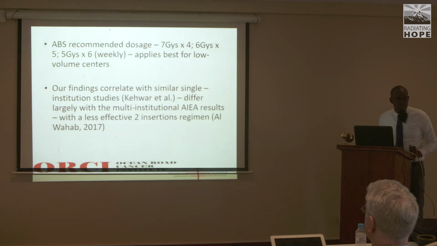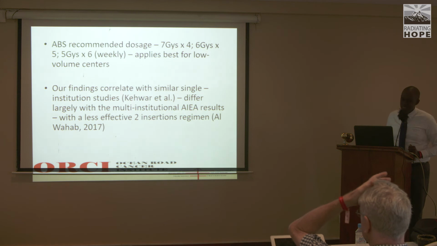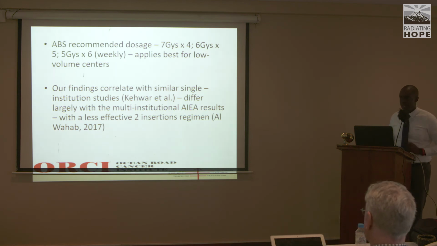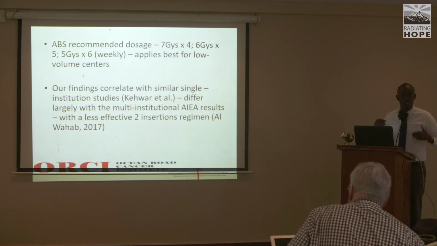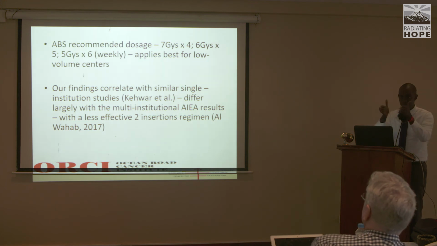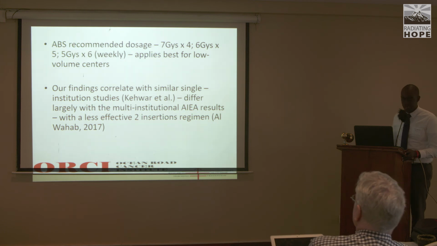Now, the ABS recommended dosage of 7 grays times 4, 6 grays times 5, or 5 grays times 6 weekly can usually be applied well within low volume centers, those that usually see 1 to 5 patients a week at most. We get to see about 20 patients a day, and it becomes very, very difficult to sustain them over the weeks, while we're also trying to keep within the 8 weeks that are recommended for treatment of locally advanced cervical cancer.